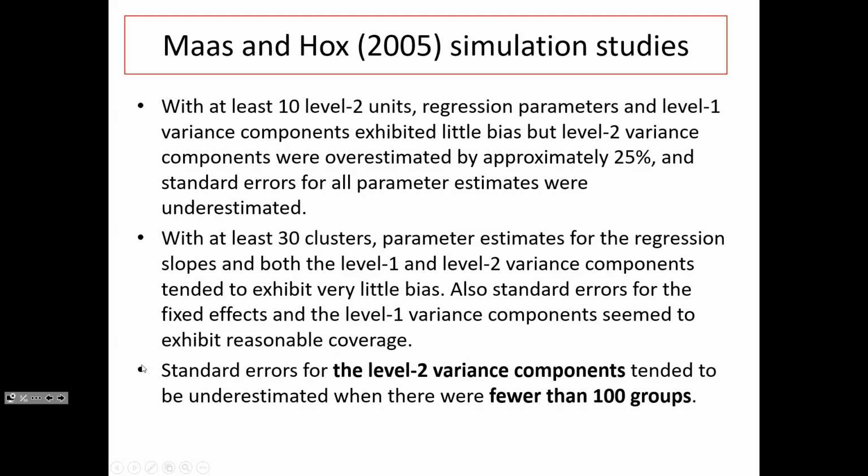But the level 2 variance components were actually overestimated by about 25%. And the standard errors for all parameter estimates were underestimated. Well, what happens when a standard error is underestimated? What kind of error are you going to be more likely to make? Type 1 error or type 2 error? Are you going to say something is statistically significant too often or not often enough?